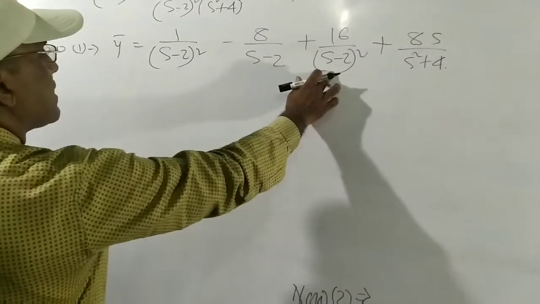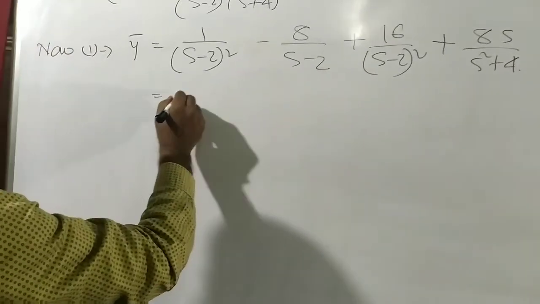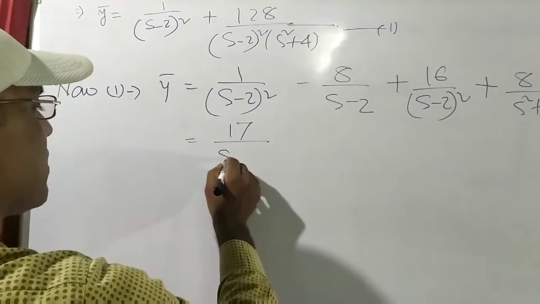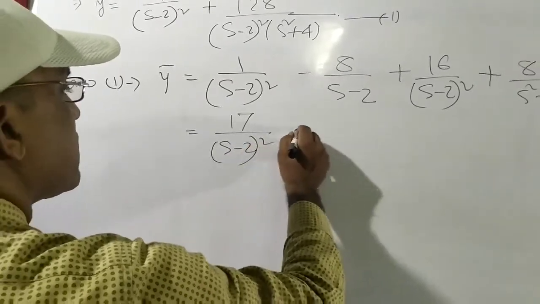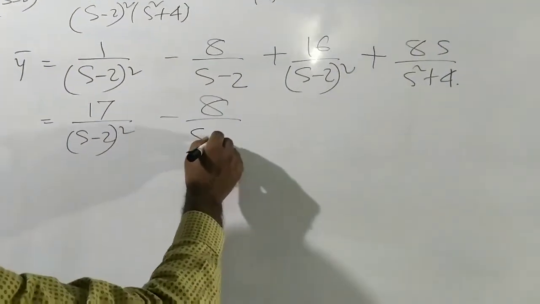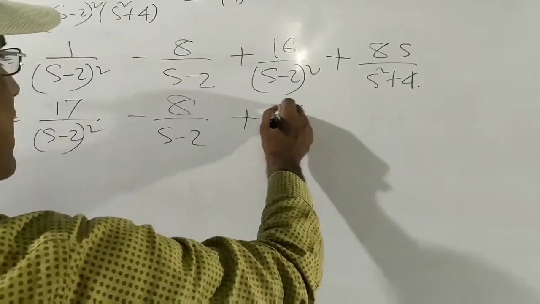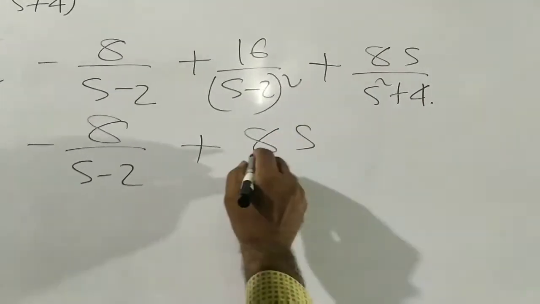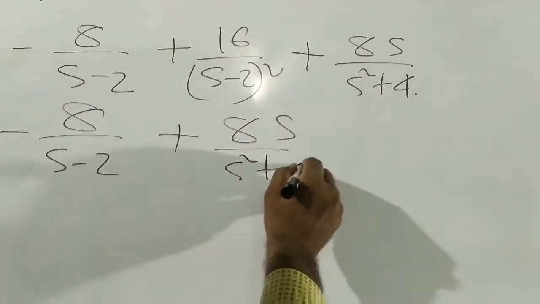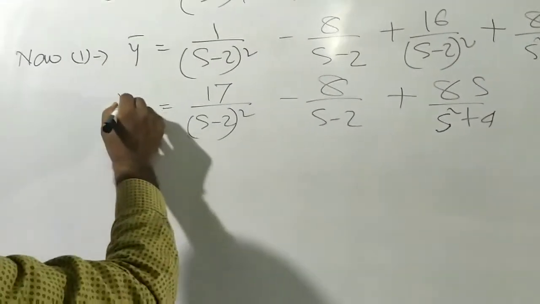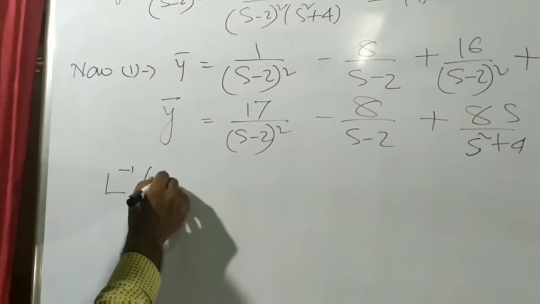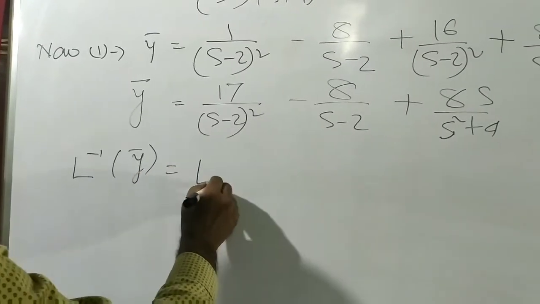Now these two are like terms, so 16 plus 1 is 17: 17 by s minus 2 whole square, minus 8 by s minus 2, and 8s by s square plus 4. This is our y bar. Taking L inverse, the inverse Laplace transform, on both sides.